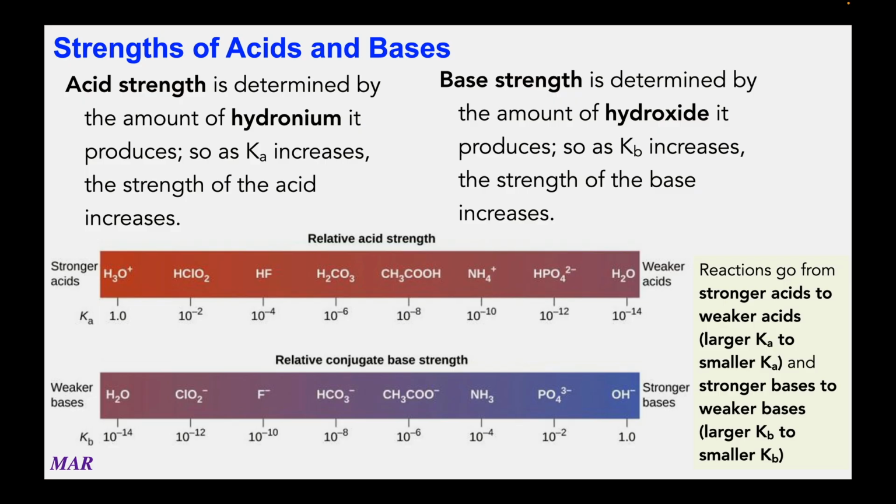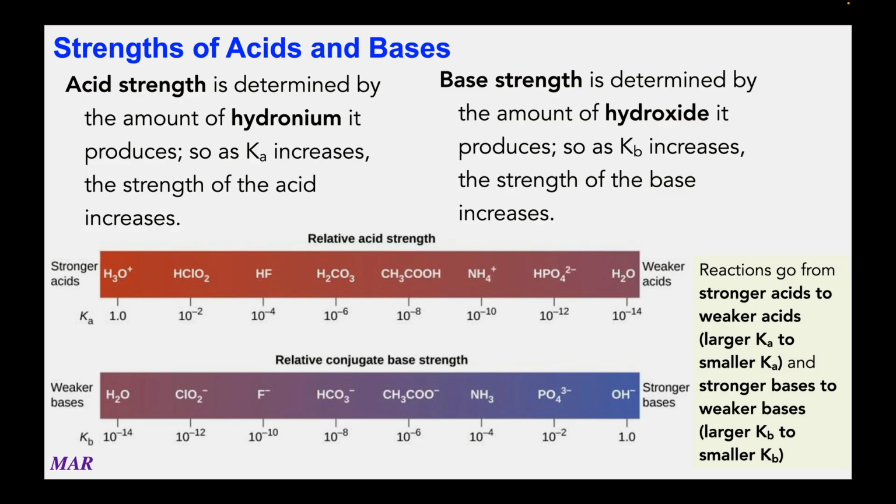Chemical reactions proceed from the stronger acids to the weaker acids, as well as from the stronger bases to the weaker bases. Now, in terms of equilibrium constants, that means it's going to go from the larger Kas to the smaller Kas, as well as from the larger Kbs to the smaller Kbs. So, for example, if you had there in the middle H2CO3, carbonic acid, that has a Ka of 10 to the minus 6. And that's not too weak. However, it's a lot weaker than, for example, HF, hydrofluoric acid, which is 10 to the minus 4. So we would say that HF is the stronger acid, and H2CO3 would be the weaker acid. We're just comparing the magnitudes of Ka.